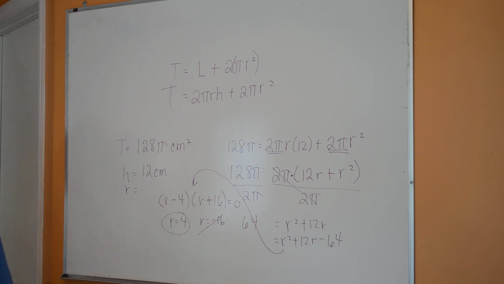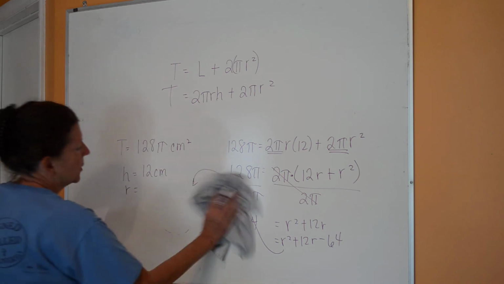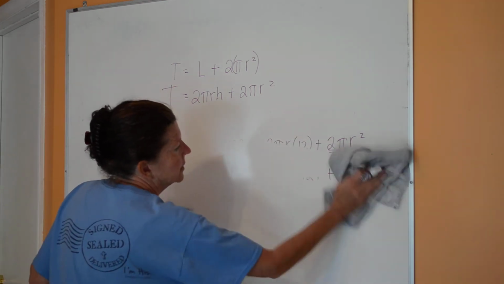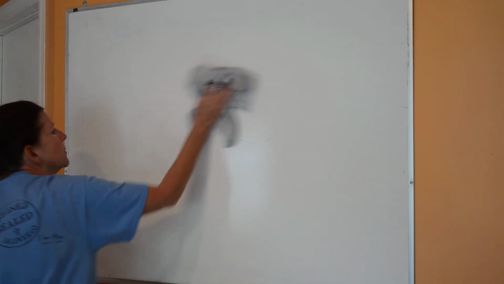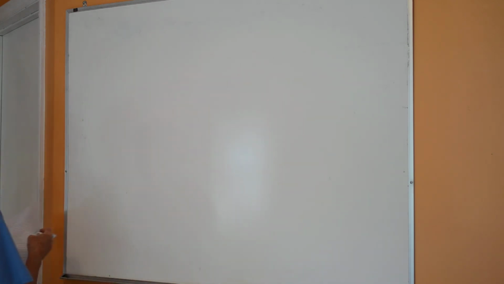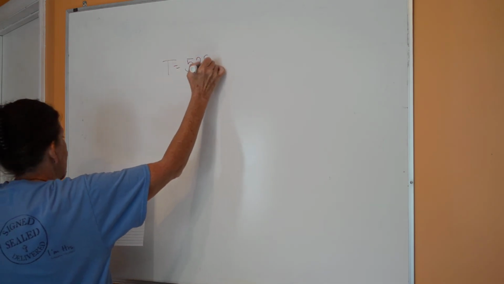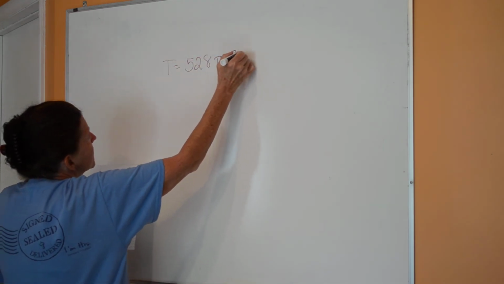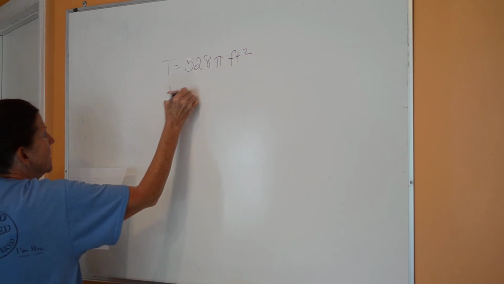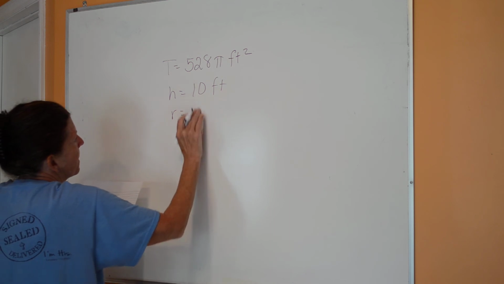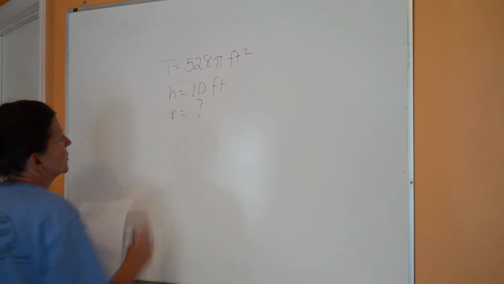All right, I want you to try one, and then I'll give you your homework. This is kind of an easy day, hopefully. Didn't have any of those polygons that make it harder. Okay, total surface area is 528 pi feet squared. Height is 10 feet, and again, I don't know the radius. So we'll just call it question mark.